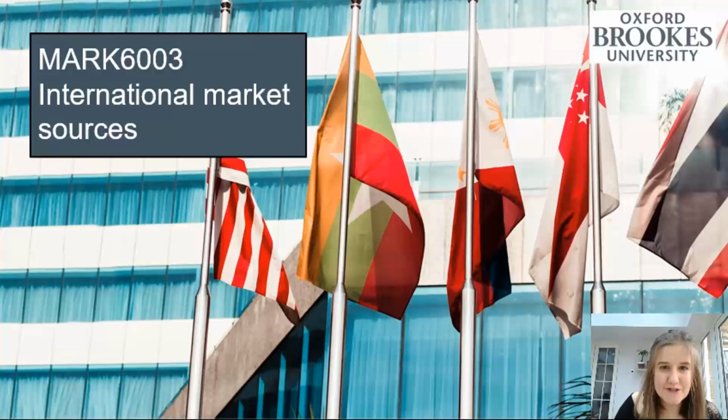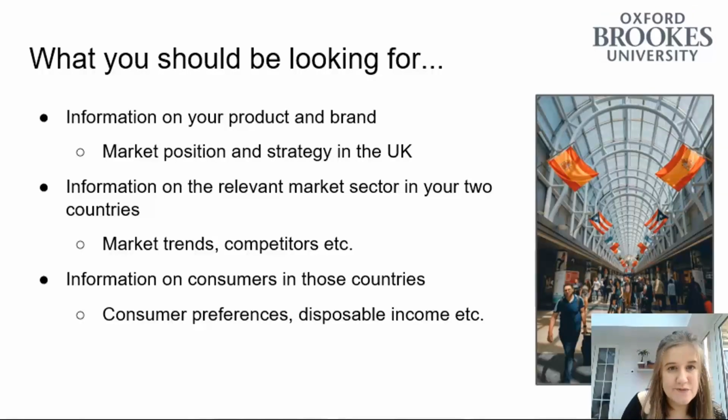So today I'm going to be talking about how to find information for your international marketing assignment. This basically has three parts. So firstly, we'll look for some information on your product and brand in the UK. So we'll be looking to find out a bit more about its market position and the marketing strategy currently used by that company in the UK context. So that will help you later when you're trying to justify the marketing mix that you'll use when you're expanding the brand to a new country.